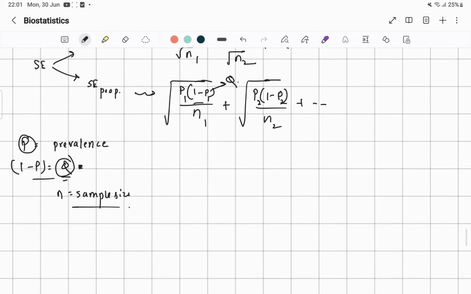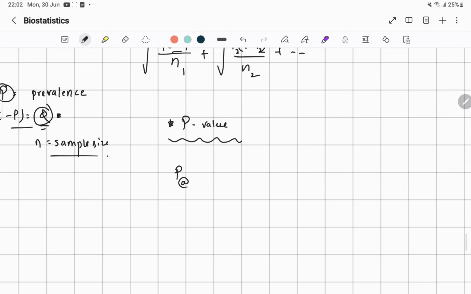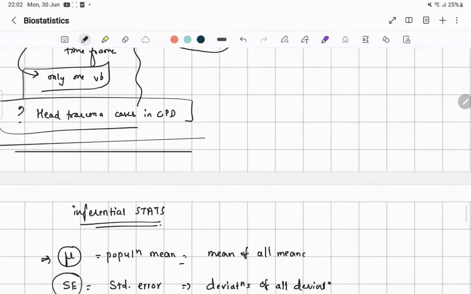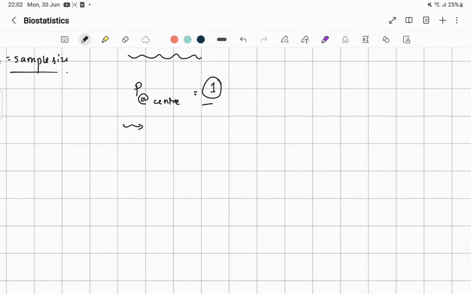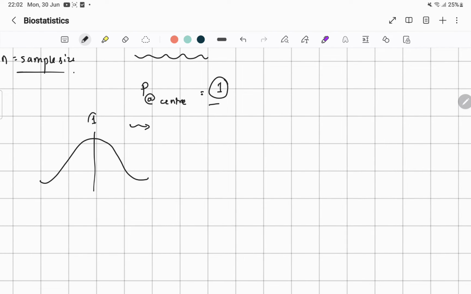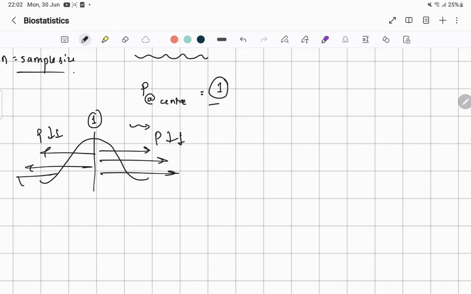Okay, now let's talk about p value. P value is basically a probability value, a chance. The p value at the center of a normal distribution will be 1 because the chance is 100%. Mean equal to median equal to mode means 100% chance. So p value is used for comparing the effectiveness. Whenever you go out, here the p value is 1, but as you go out, the p value decreases. The probability of the event happening by chance decreases, right? So p value is basically the chance.